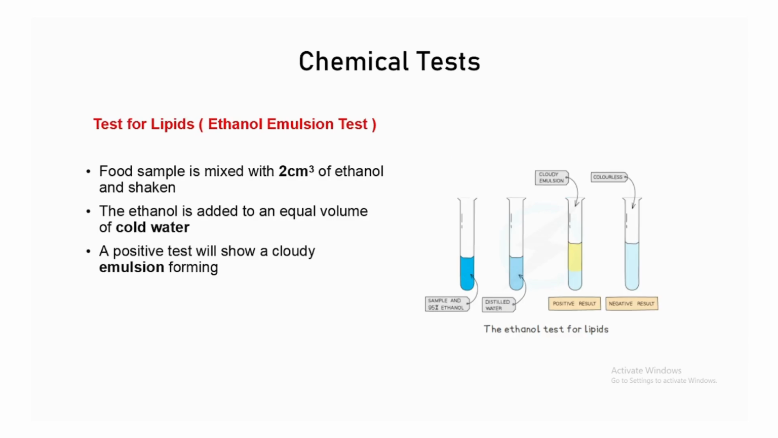Chemical test. Test for lipids, which is also known as the ethanol emulsion test. Food sample is mixed with 2 cm cube of ethanol and shaken. The ethanol is added to an equal volume of cold water. A positive test will show a cloudy emulsion forming. A cloudy emulsion means a cloud formation of white color, milky, on the top of the liquid.